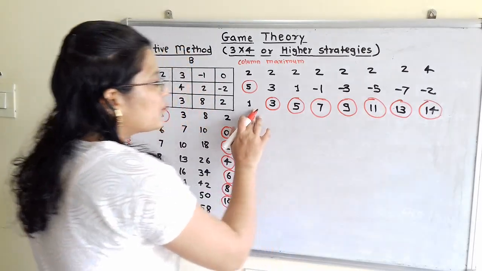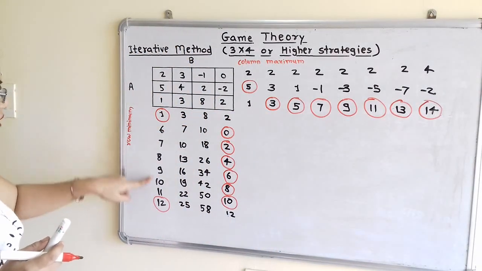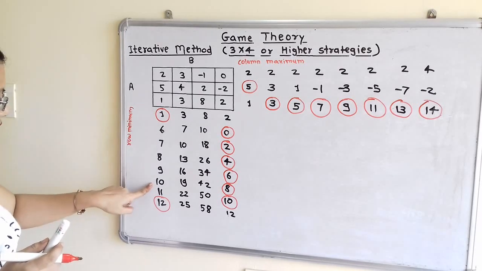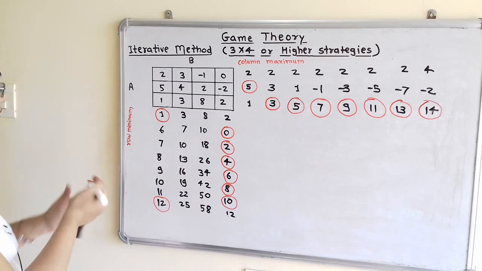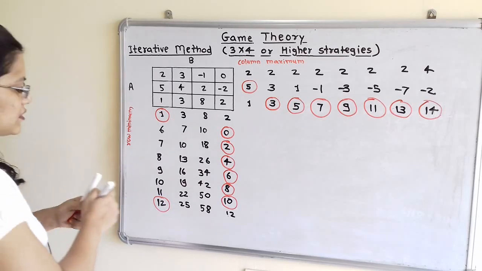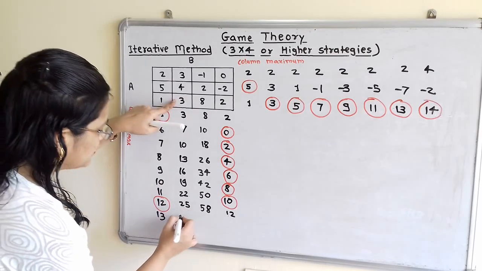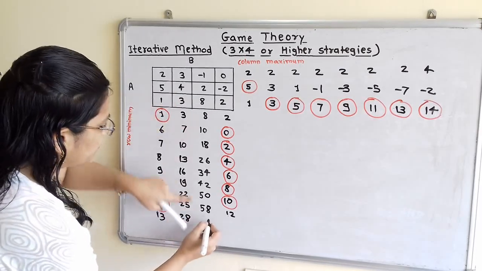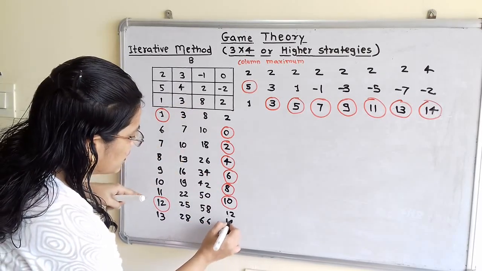So here we have to take the 10 iteratives. So here if we observe 3 plus 3, 6, 7, 8, 9 and 10. 2 more iteratives we have to take. So again we will add the numbers, that is 12 plus 1, 13. 25 plus 3, 28. 58 plus 8, 66, and 12 plus 2, 14.